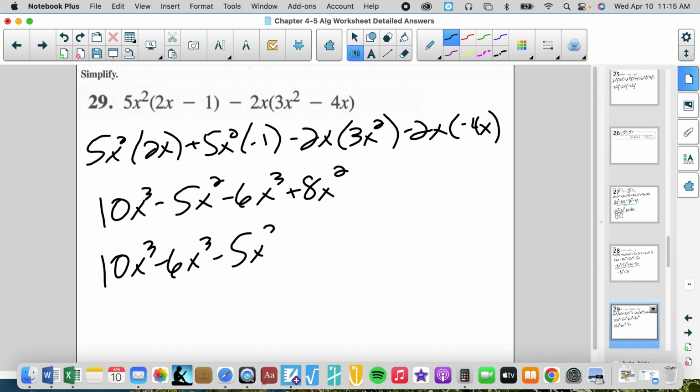Let's combine like terms. That's 4x to the third by their coefficients. And this is plus 3x. Woo! Did I do it? Oh, I forgot the square there.